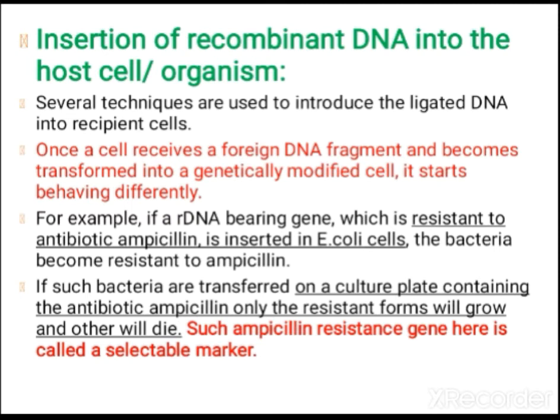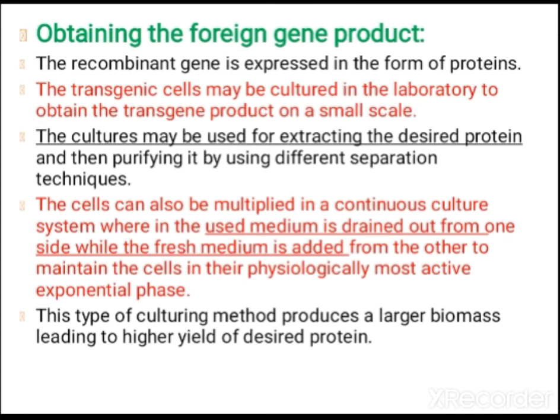This we also studied already, children, how this selectable marker works. Here we are studying the process; there we studied the principles. The next is obtaining a foreign gene product. The recombinant gene is expressed in the form of proteins. It can be cultured in the laboratory to obtain the gene product. We can get it on a small scale also, large scale also. From that we have to extract the desired protein.